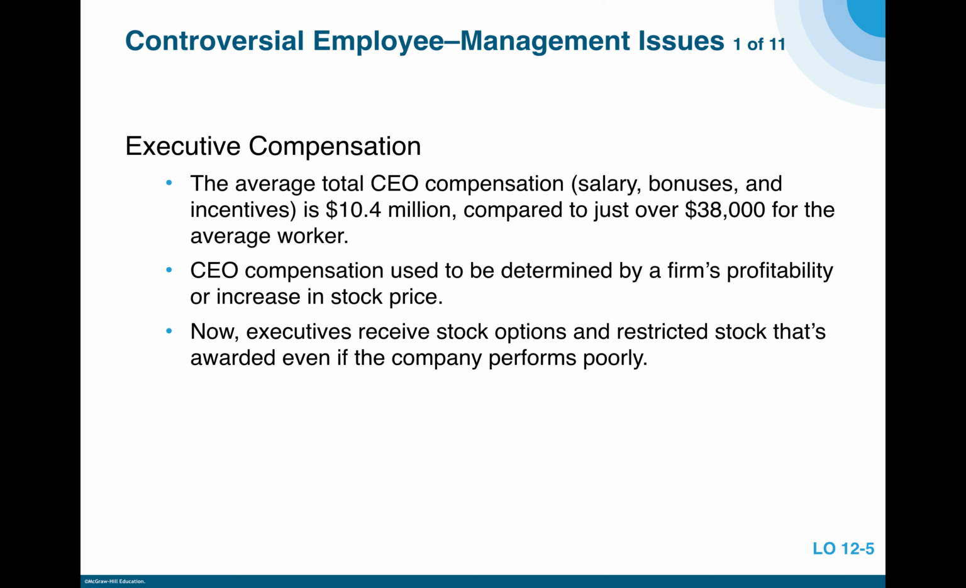So executive compensation: the average CEO's compensation, salary, bonuses, and incentives is about $10.4 million compared to just over $38,000 for the average worker. CEO compensation used to be determined by a firm's profitability or increase in stock price, and now executives receive stock options and restricted stock that is awarded even if the company performs poorly. So this is a huge sticking point whenever employees go to management saying, this individual is getting paid $10.4 million, we're getting paid $38,000. Like, how can we rectify this situation?